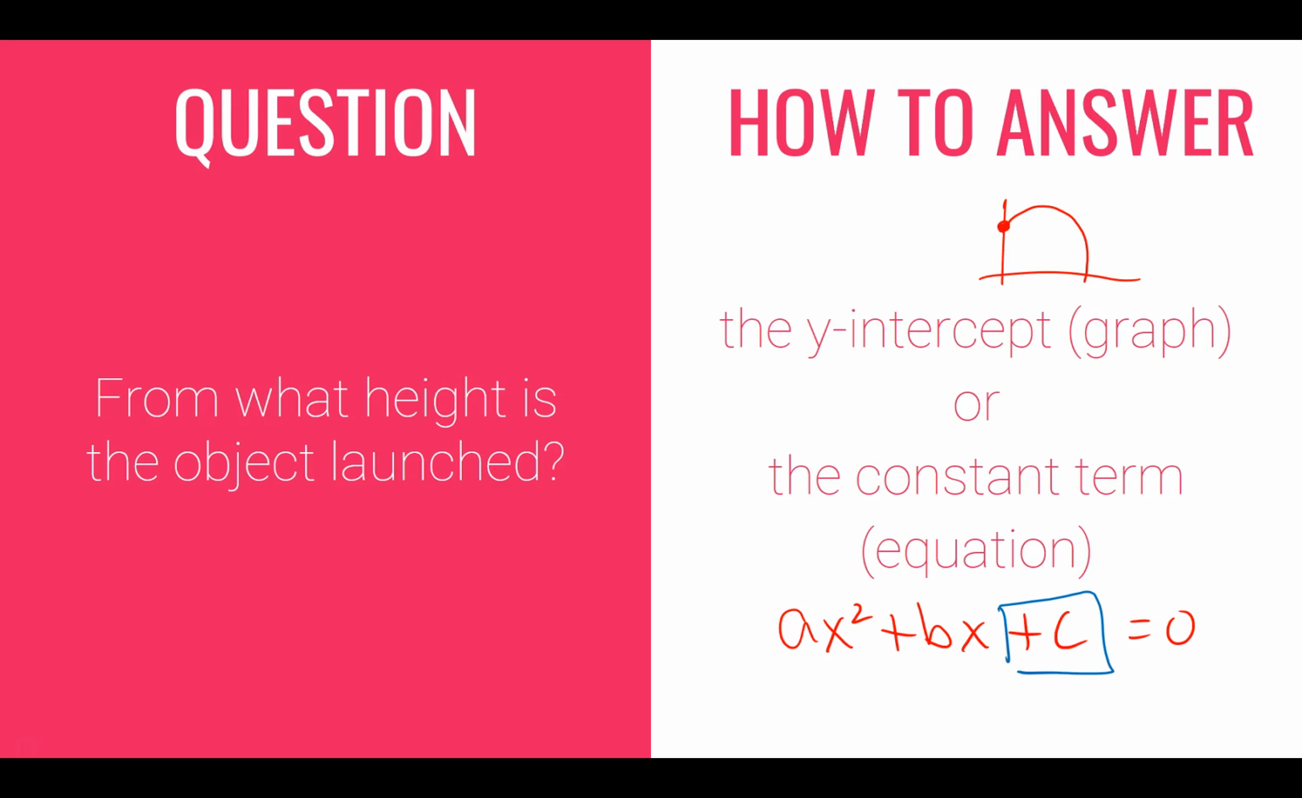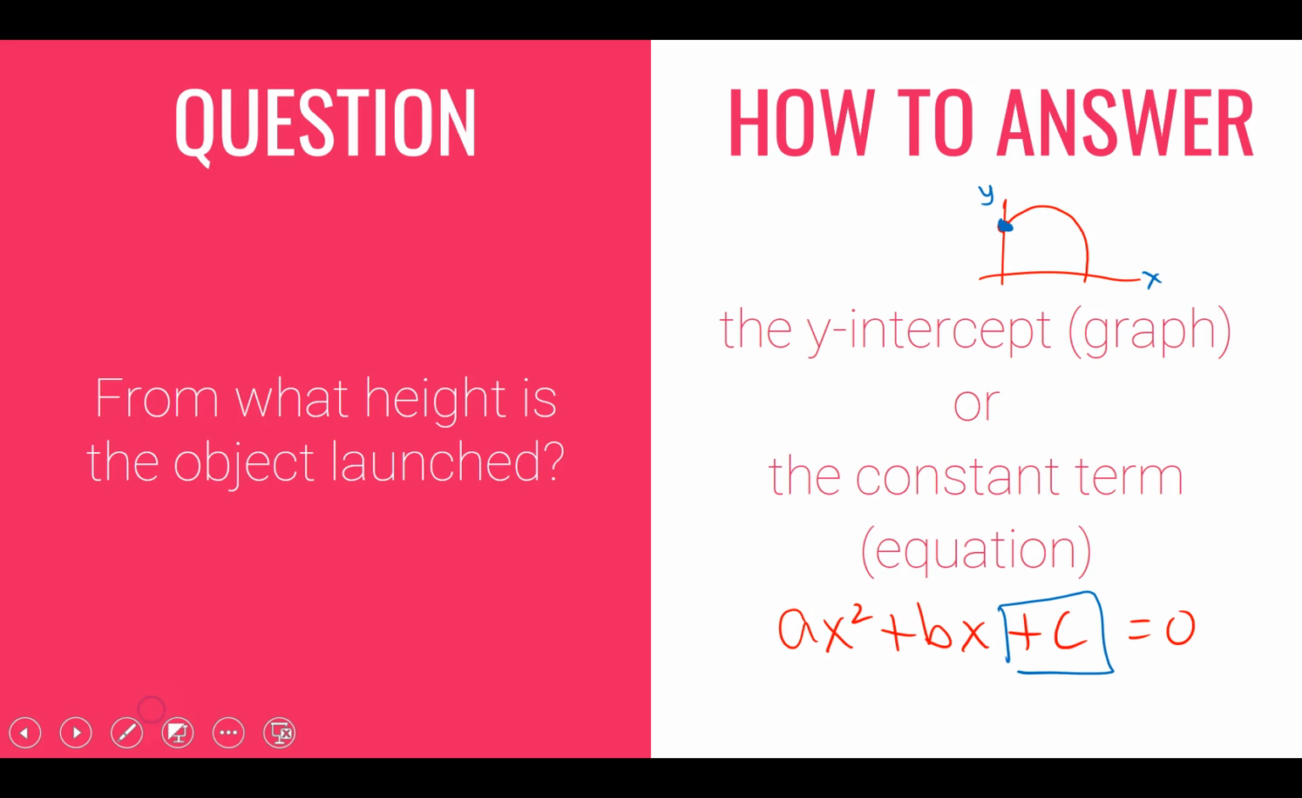So I would circle that. I would circle the C in the white spot. That is what's important. So on the graph, we look at where it's actually starting on the Y. In my equation, it's the plus C on the end, tells you where your object is starting.